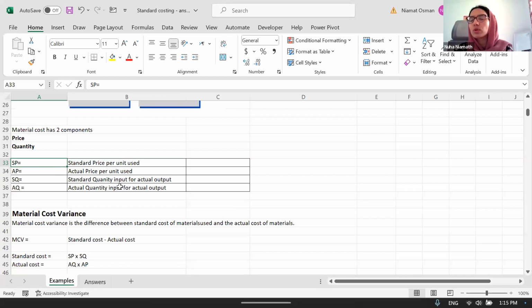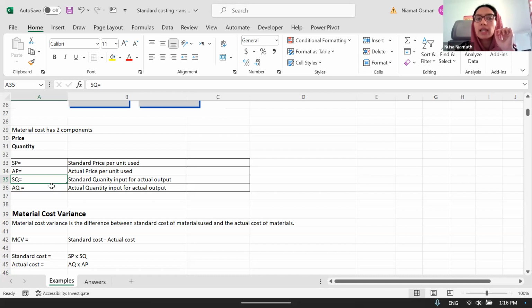That is input. Material cost variance is on your input, not on the output. Output is not material. Output is finished goods. This is an input. So you have to take the material cost for the input. So standard price per unit used. Then actual price per unit used. Maybe it became 600 rupees. Standard quantity input for the actual output. I should have used, let's say we are producing a car. I should have used one battery for each car. So the standard input is how much? One battery. So that is the SQ.